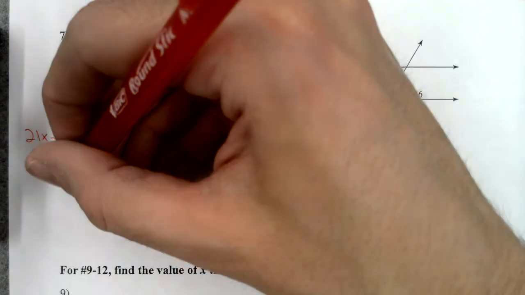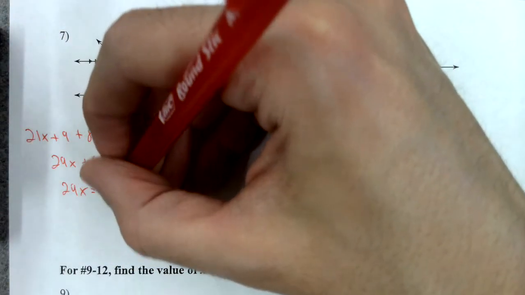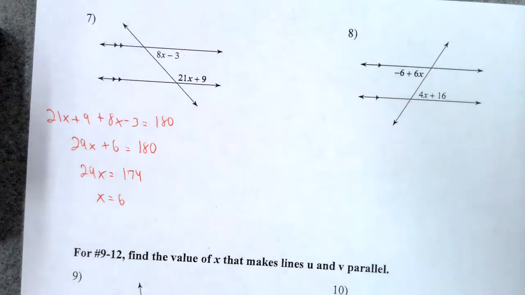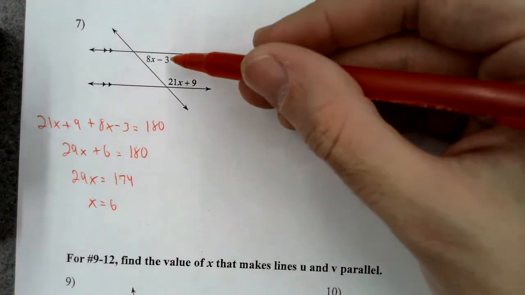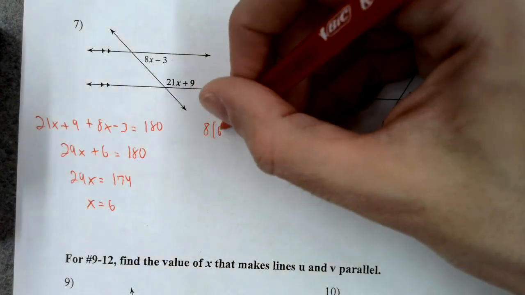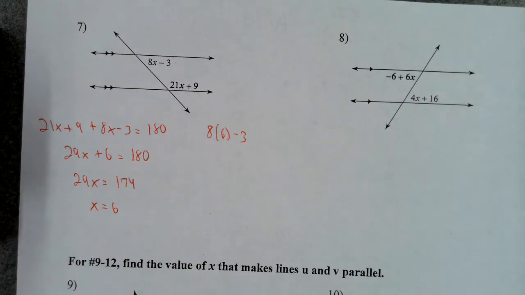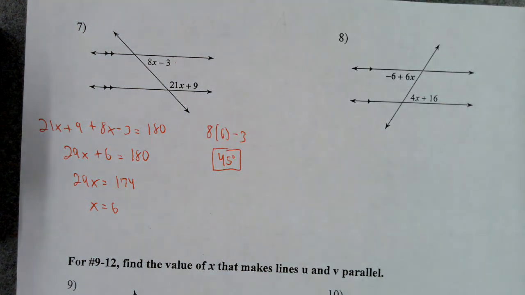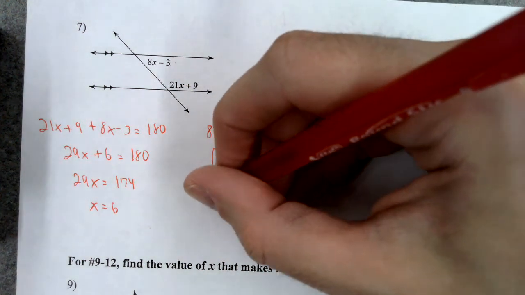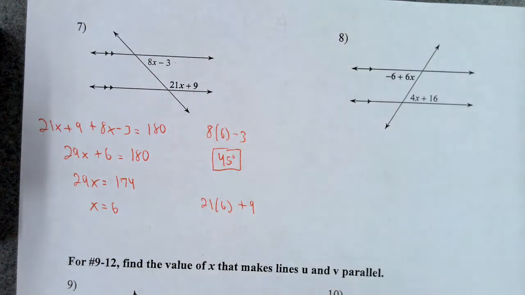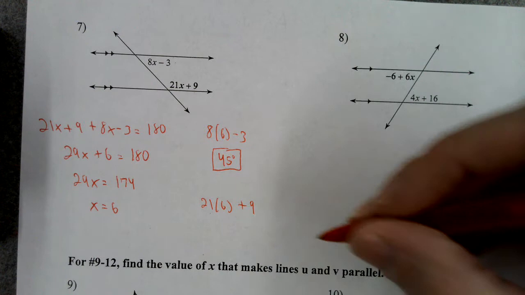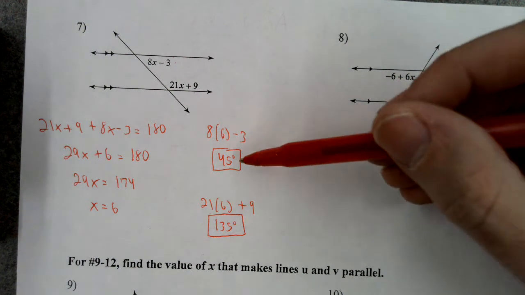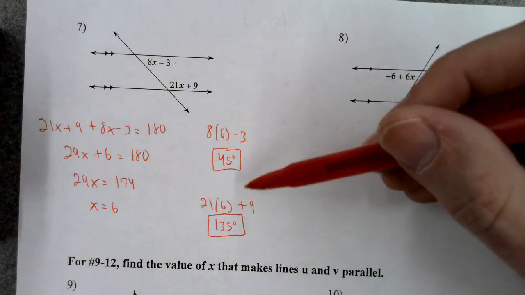Subtract 6. 29x equals 174, which gives you x equals 6. Now let's find each angle. So the first angle, 8x minus 3, means 8 times 6 minus 3, which gives you 45 degrees. The other angle is 21 times x, so 21 times 6 plus 9. 21 times 6 is 126, plus 9 equals 135 degrees. That works because these two angles should add to 180, and they do.